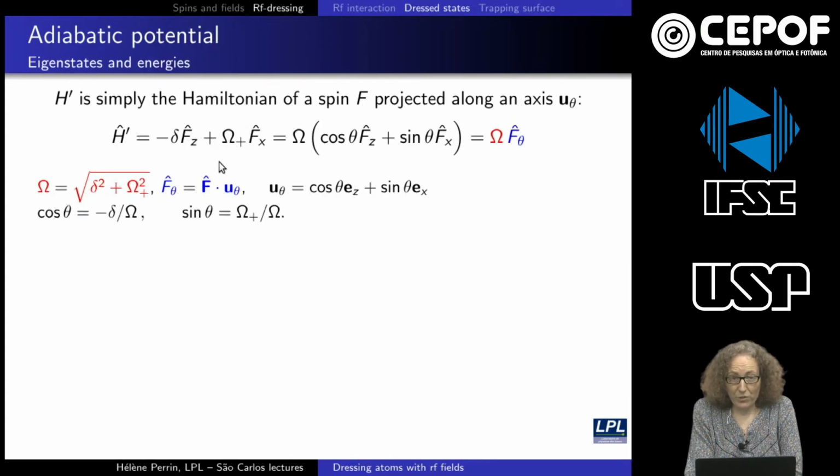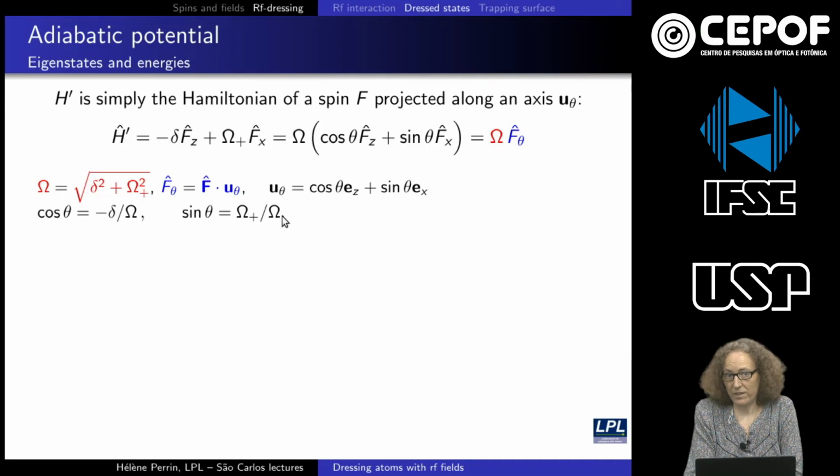So now if we look at this Hamiltonian, what is it? Finally, it's just, again, the Hamiltonian of a spin. If I define overall amplitude omega, which is just square root of delta squared plus omega plus squared, I can write this expression as big omega times some cosine fz plus some sine fx. So it is just an amplitude omega times the projection of my spin onto a new direction, u theta, given by cosine theta ez plus sine theta ex. And the cosine theta I have to choose for this to be valid is minus delta over big omega, and the sine omega plus over big omega.